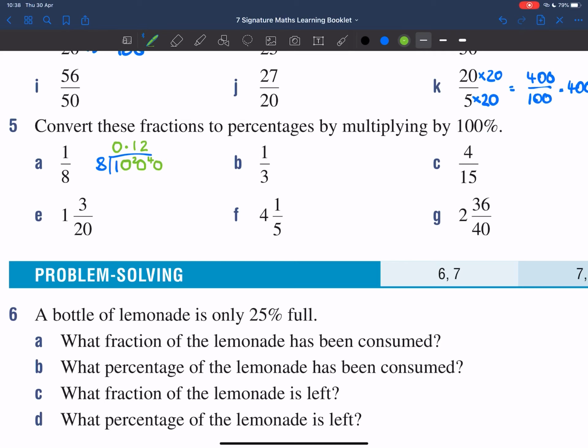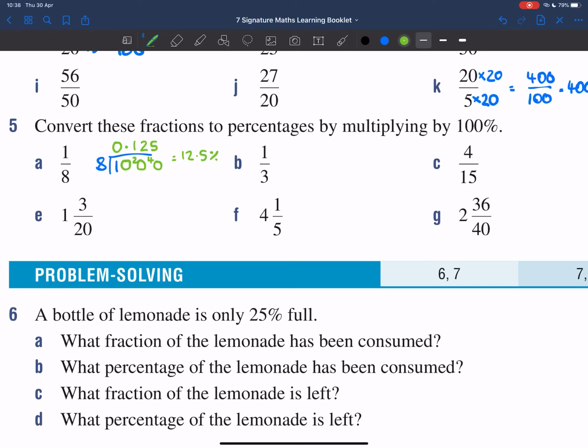Put that on a 0, and now we have 40. So how many 8s fit inside of 40? 5. With no more remainders, so now we are finished. We have this decimal answer of 0.125. To convert a decimal to a percentage, just move this decimal forward 2 places. And so if you can imagine that decimal being there, the final answer will be 12.5%. 12.5%.